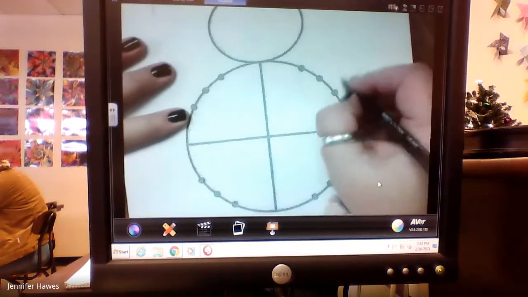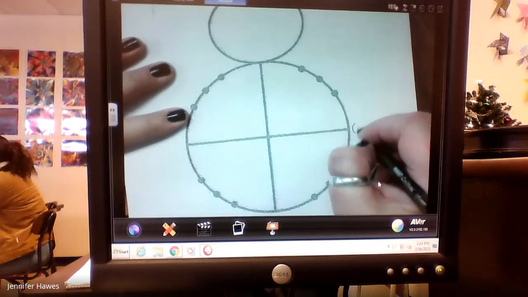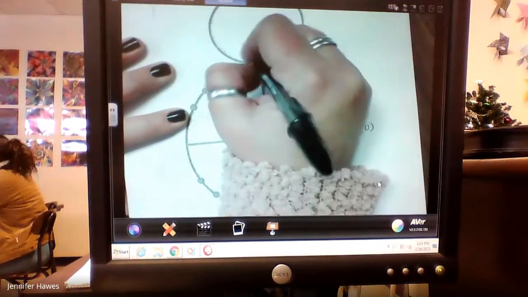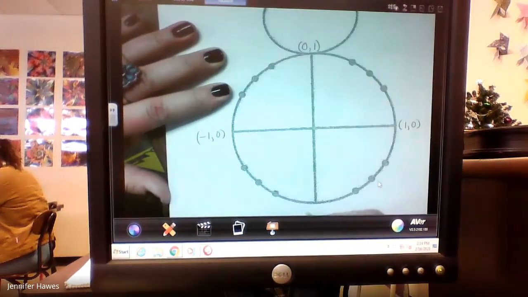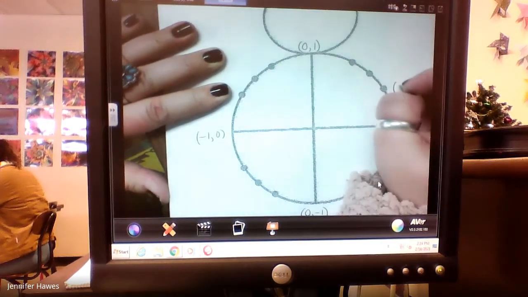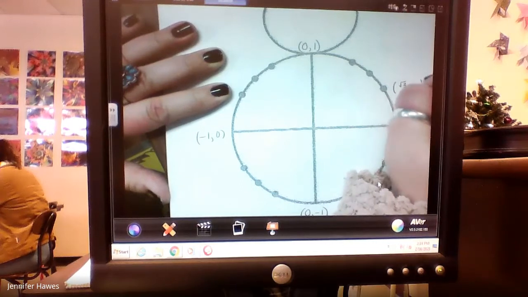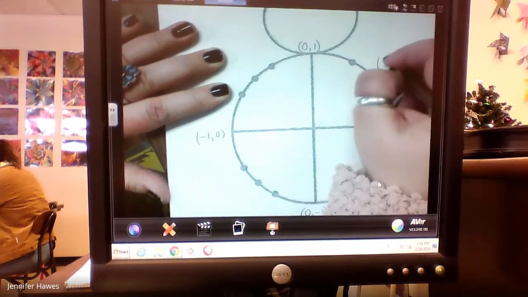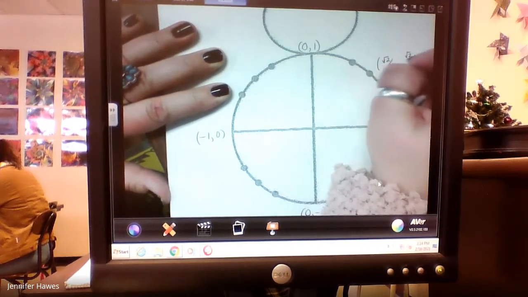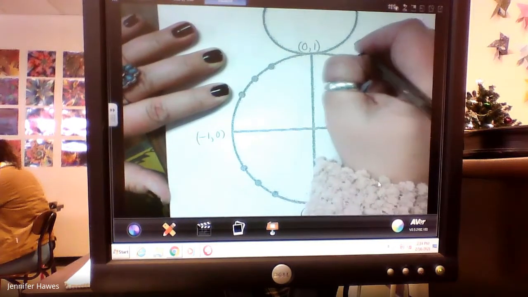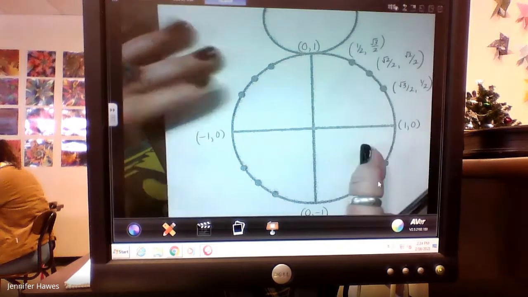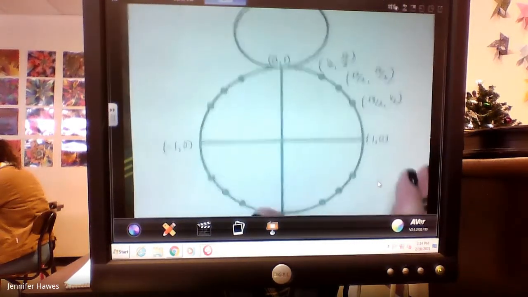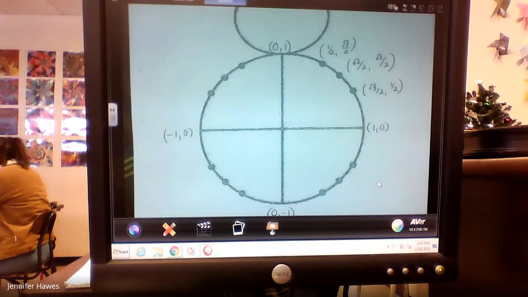Don't write any of this, you already have this. -1, 0, 0, -1. 2 over 2. Okay. So this is what you have on your paper so far.